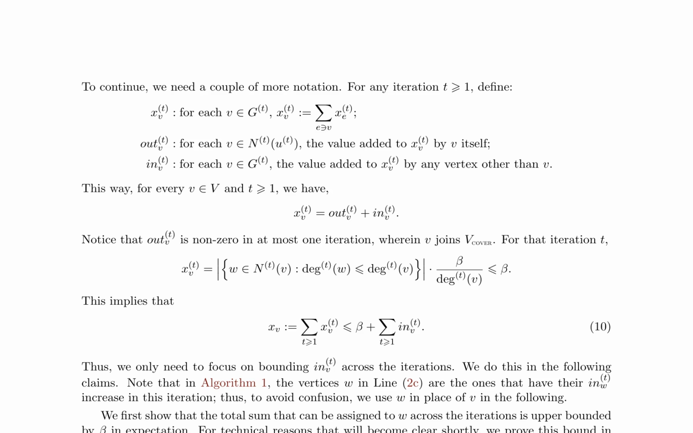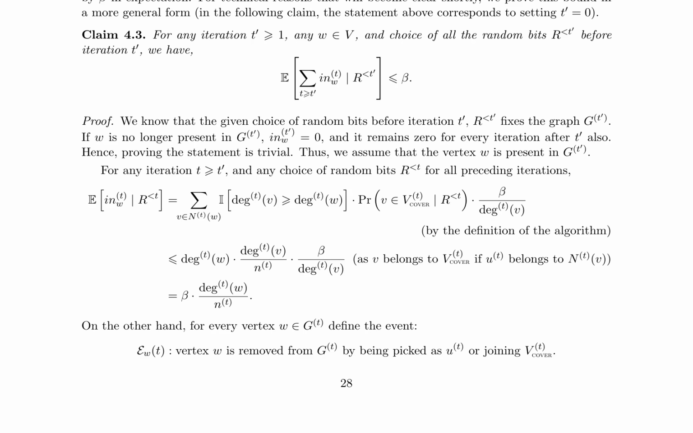The key result is presented in Claim 4.3, which states that for any iteration t greater than or equal to 1, any vertex w in V, and a given choice of random bits r_{<t} before iteration t, the expected value of the sum of in_t'(w) for t' greater than or equal to t is at most beta.